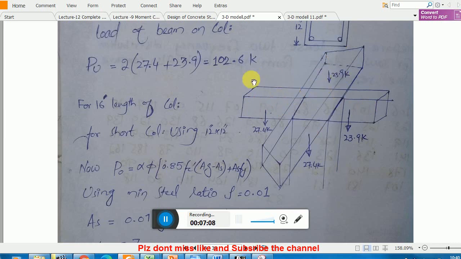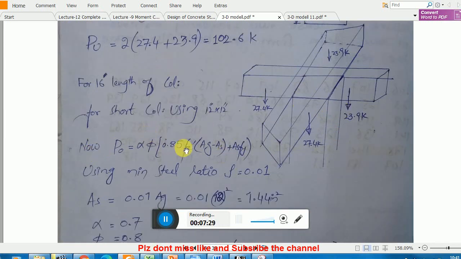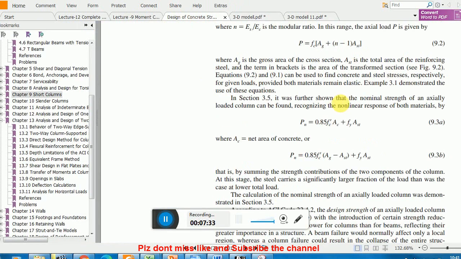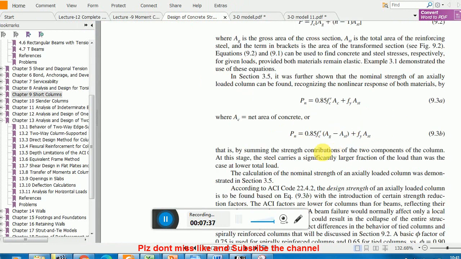Okay, so adding these four reactions we got 102.6 kips, the total load for a 16 feet column height and a 12 by 12 inch column. Here we don't need to add the weight of the column, because the weight of the column is helping us in the design of the footing. Now this is a well-known formula. You all know this formula very well, I think. Here in the Nelson book you see this.